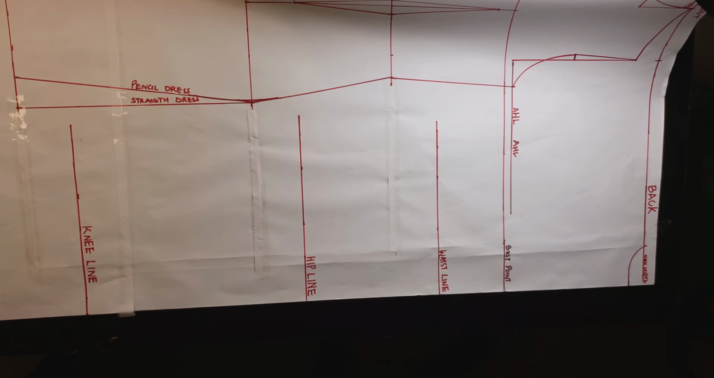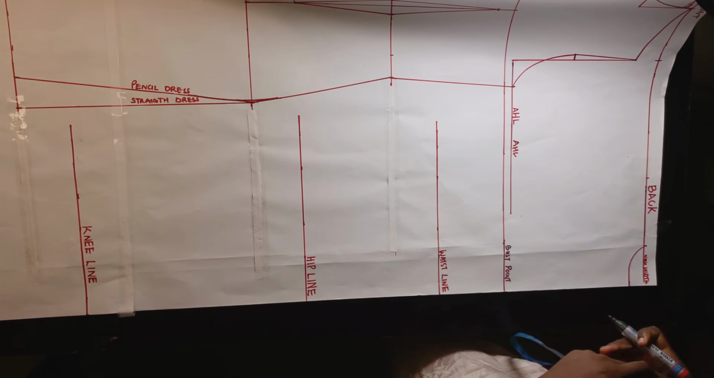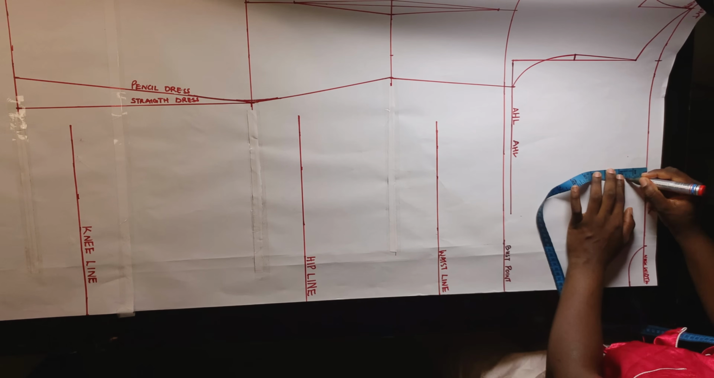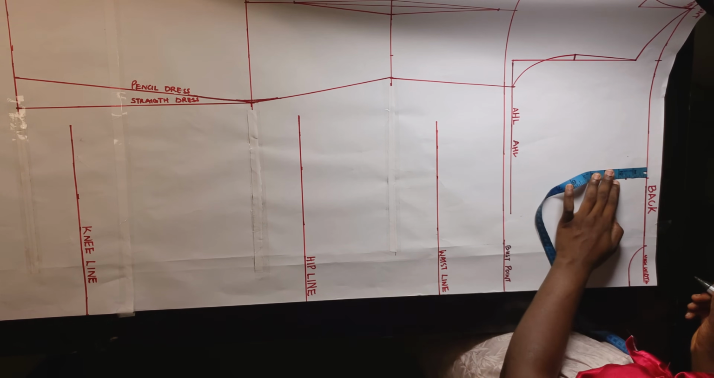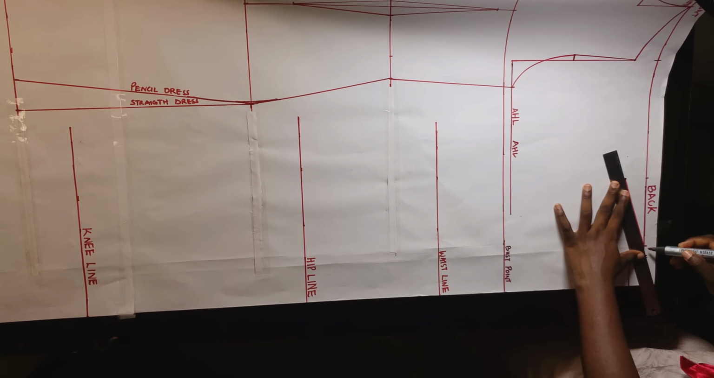The next step is to mark out your shoulder width divided by 2, just like we did in front. My shoulder width is 16. 16 divided by 2 gives me 8. So I'm going to proceed now to mark that 8 inches. And as we did in front, our shoulder slope was 1.5 inches. So I'm going to come down from that 8-inch point by 1.5 inches, and I would mark, then connect with my ruler just as shown.